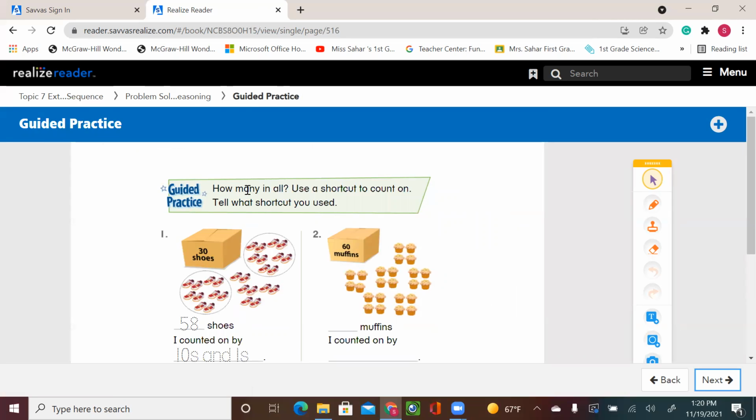All right, how many in all? Use a shortcut to count on. Tell what shortcut you used. Okay, remember when we say the word shortcut, it means a faster way to help you get your answer.